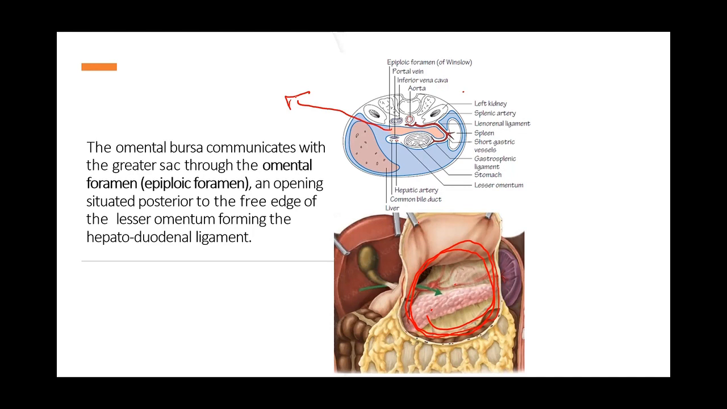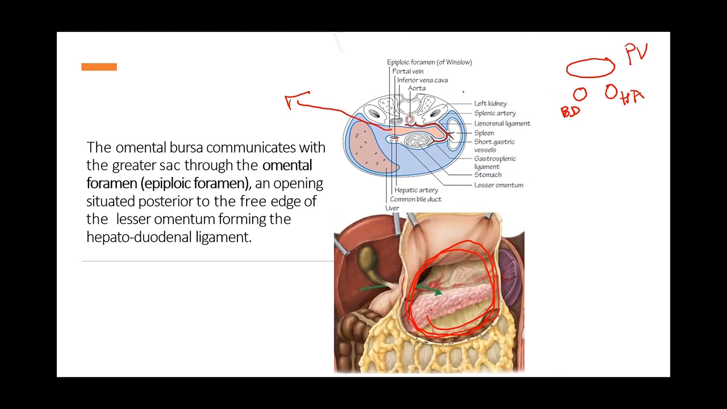Now, just look at anterior to the Foramen of Winslow. You will notice there are three structures that are arranged in this manner. A portal vein posteriorly, that is this structure. I'm talking about these three structures. Common bile duct on the right and hepatic artery on the left.